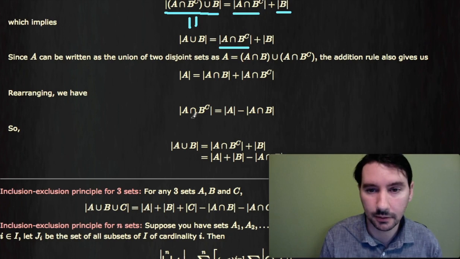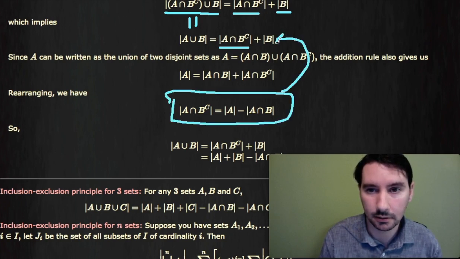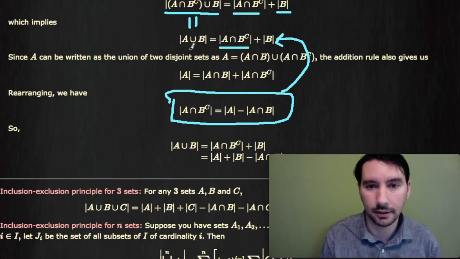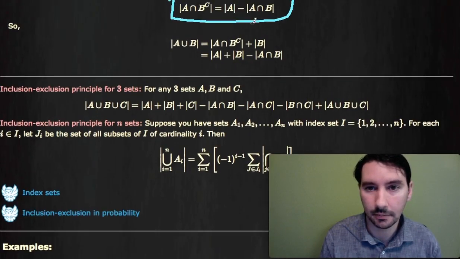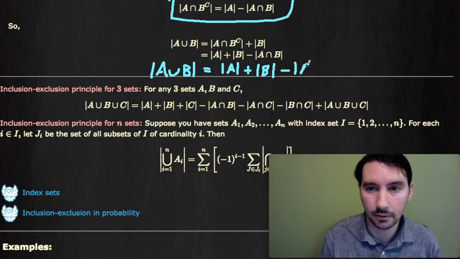So we want to substitute this formula back in up here. So the number of elements in A union B is equal to, and now substituting this, we get the number of elements in A minus A intersect B plus the number of elements in B, which is the inclusion-exclusion formula. So just writing this on one line, the number of elements in A union B is the number in A plus the number in B minus the number in both.